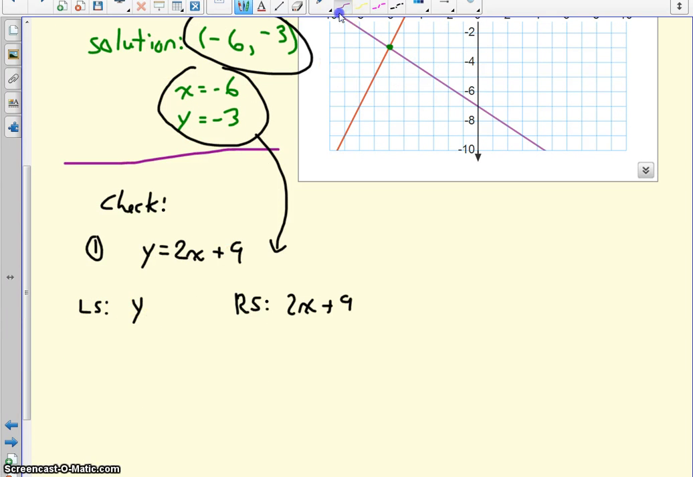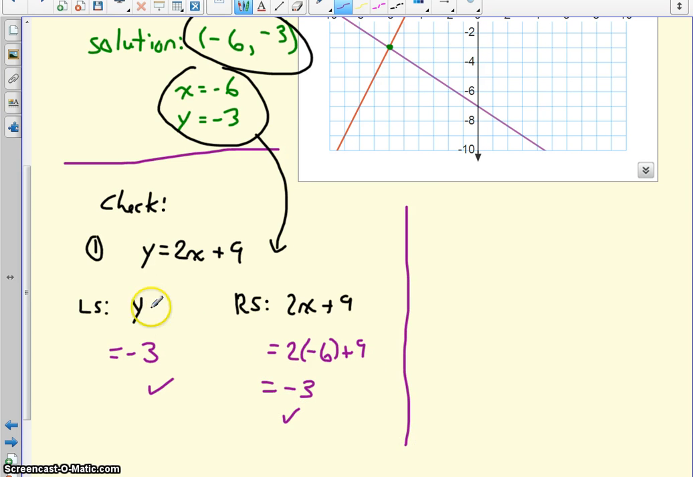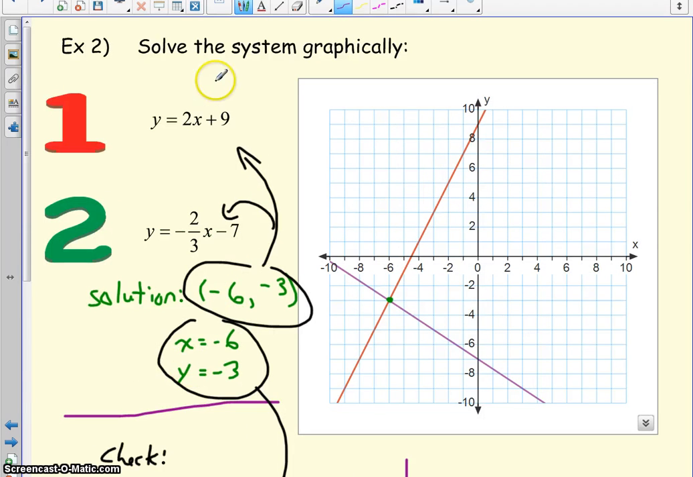So if I do that, I'm going to have y equals -3, okay, because that's the y for my solution. And if x is -6, it's going to be 2 times -6 plus 9. Okay, so if I simplify here, 2 times -6 is -12, plus 9 is -3. So you'll see that this happens to work, that both left side and right side are the same. Okay, now this isn't enough to prove that our solution is correct, because it only works in this equation. We have to prove it works in the other equation as well.